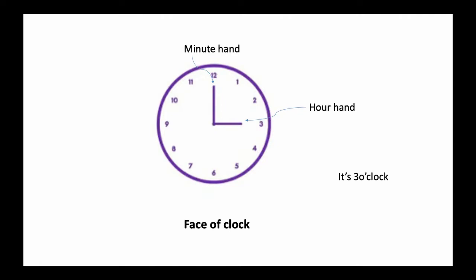Yes, it's 3 o'clock. Now when there is a difference of 3 numbers between the hour hand and the minute hand, as we can see from 12 to 3, it's 1, 2, 3. So there's a difference of 3 numbers. So this angle is 90 degrees, which is also called a right angle. For easier understanding, if you see the shape as a perfect L, that is a right angle. Okay, now let's move on.